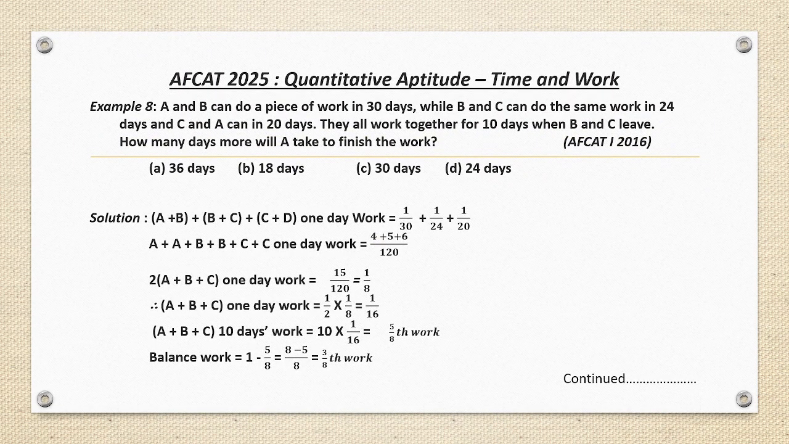This is a PYQ 2016 AFCAT. A and B can do a piece of work in 30 days, while B and C can do the same work in 24 days, and C and A can do in 20 days. That is A plus B 30 days, B plus C 24 days, C plus A 20 days. They all work together for 10 days when B and C leave. That is only A is left out. And how many days more will A take to finish the work? So please take a minute pause and try to solve this question.